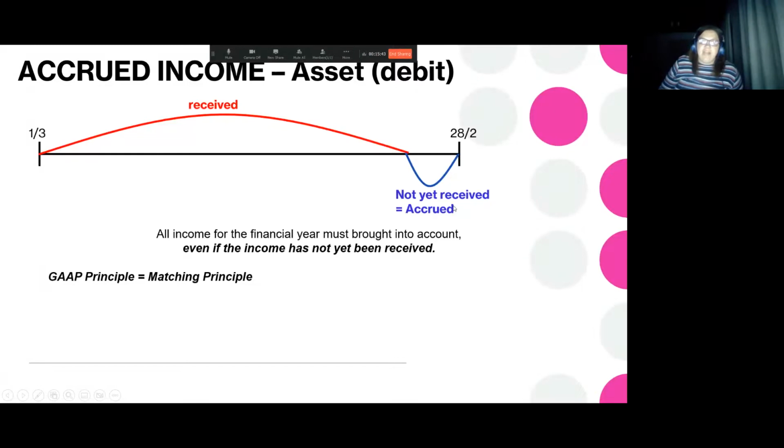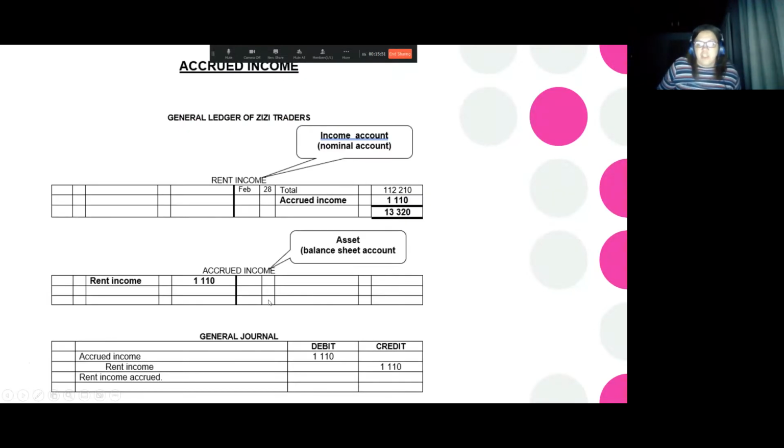All income for the financial year must be brought into account, even if the income has not yet been received. And this is according to our matching principle. Our example here, your income, you will credit the income account, for example, rent income, and credit accrued income.